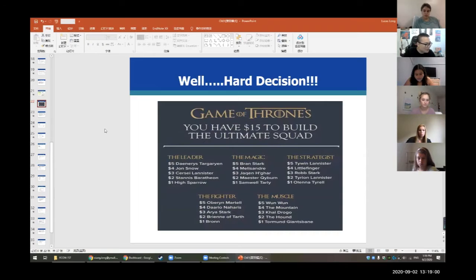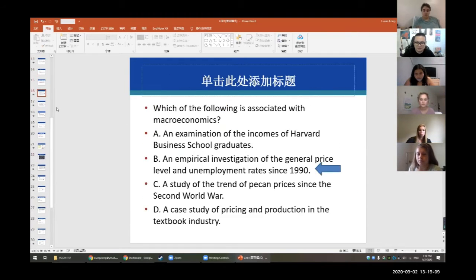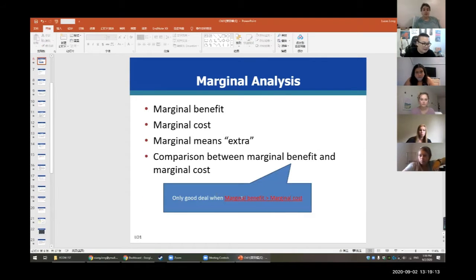And if you still recall, what would be the golden rule? We talked a lot in the last class about the revenue. Let me go back. Okay, this is the only rule, the golden rule. We only make a good decision when the marginal benefit is larger than the marginal cost.